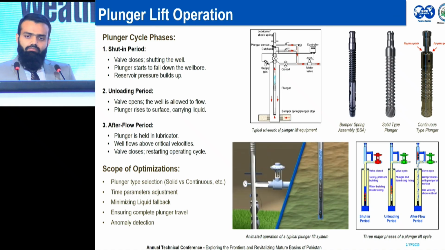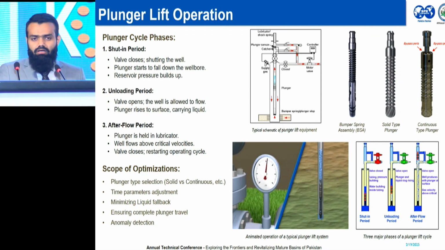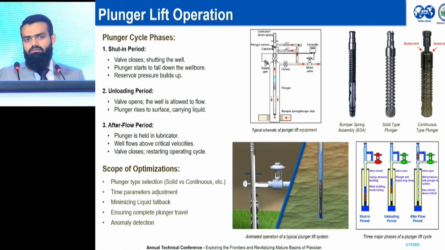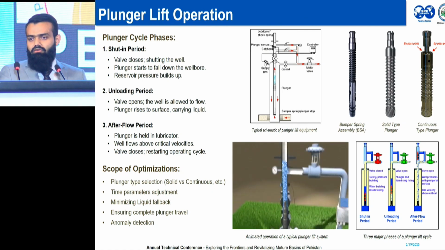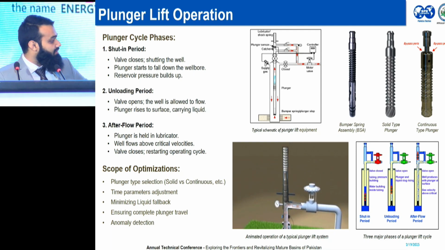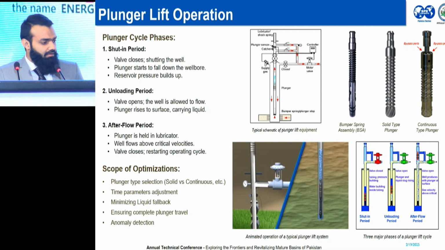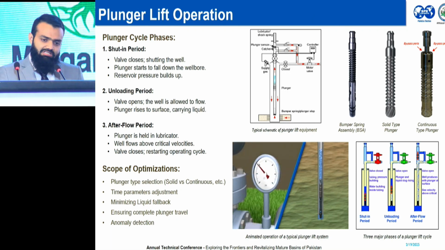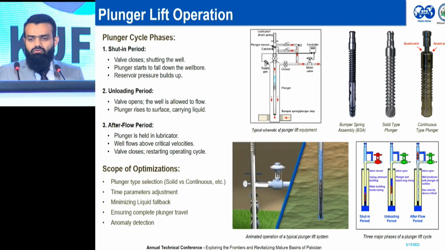These cycles are automated via motor valves that are controlled by electronic panels, and these electronic panels have preset timing configurations that define the start and end of each period: the shut-in period, the unloading period, and the afterflow period, to put it simply. These cycles repeat throughout the day to ensure liquid removal is consistent, to maximize production from the well.